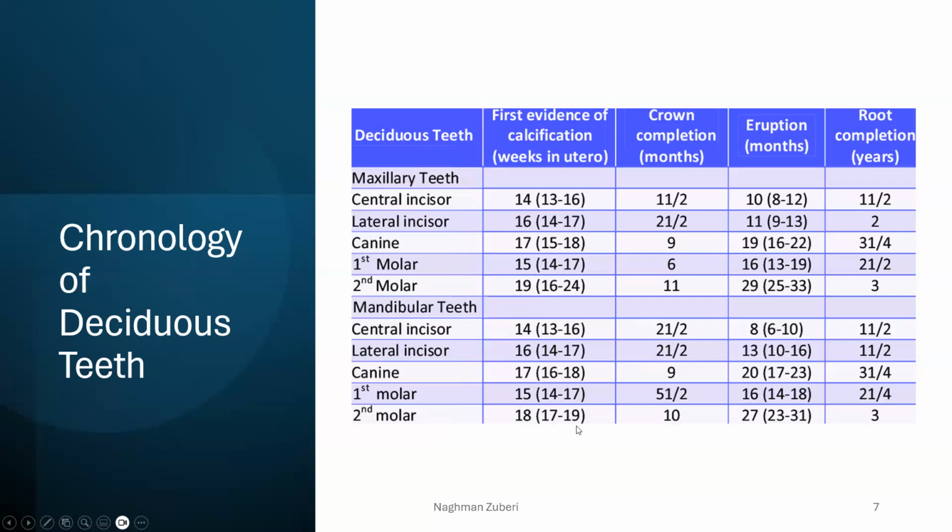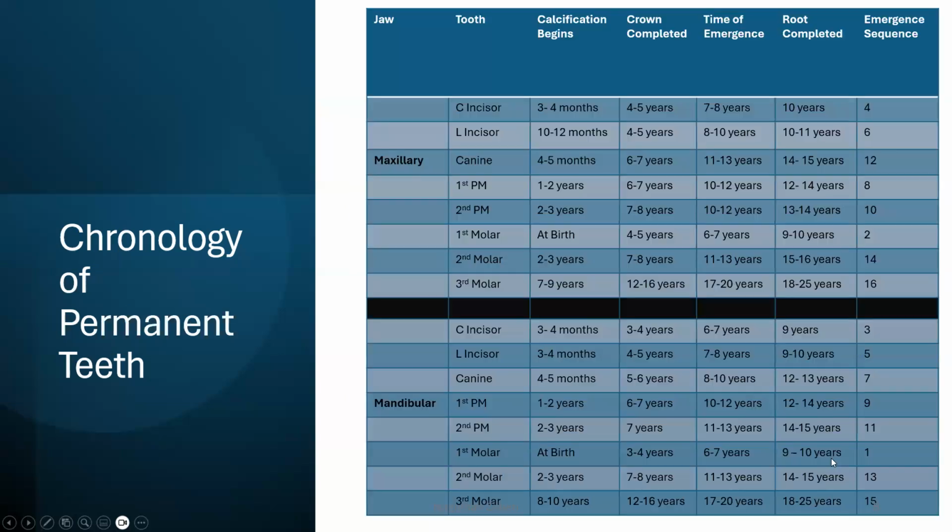Second molar mandibular: 18 weeks is the time when we get the first evidence of calcification in utero, and the range is 17 to 19. Crown completion is 10 months after birth, and it erupts at 27 months after birth. The range is 23 to 31 months, and root completion is after 3 years.